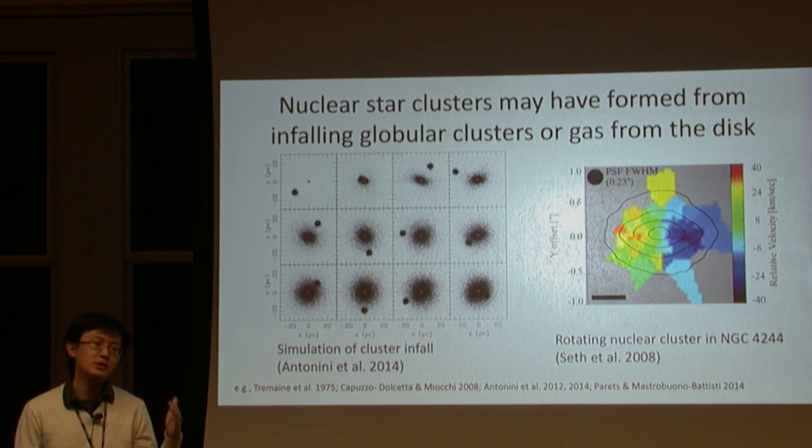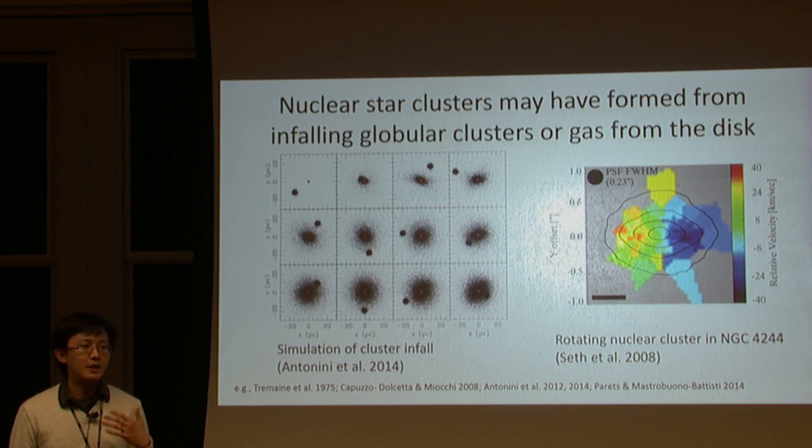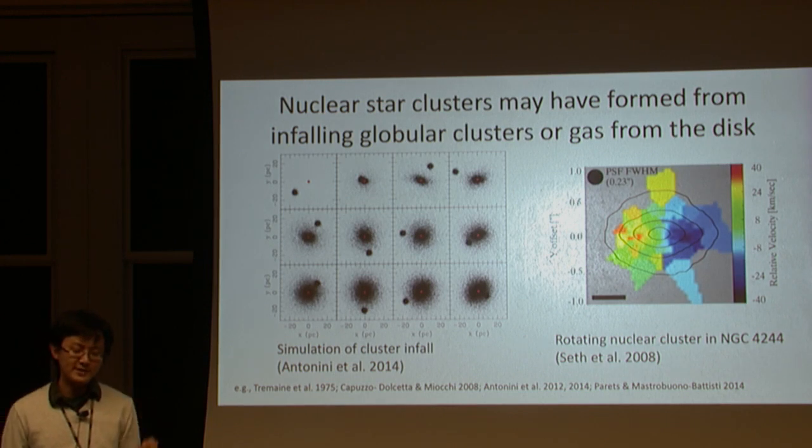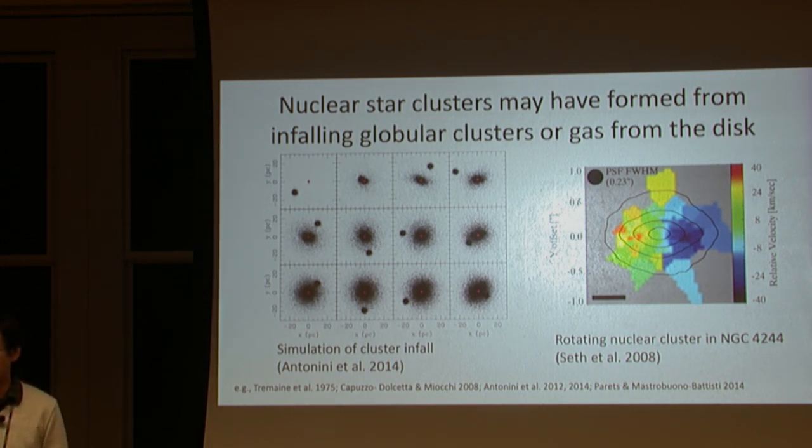So we know globular clusters. We've studied globular clusters for many years. We know the abundance distributions of globular clusters, so we can try to find some of the same signatures. In reverse, if we see signatures that are unusual compared to the rest of the galaxy, it may indicate that these stars formed at the galactic center.